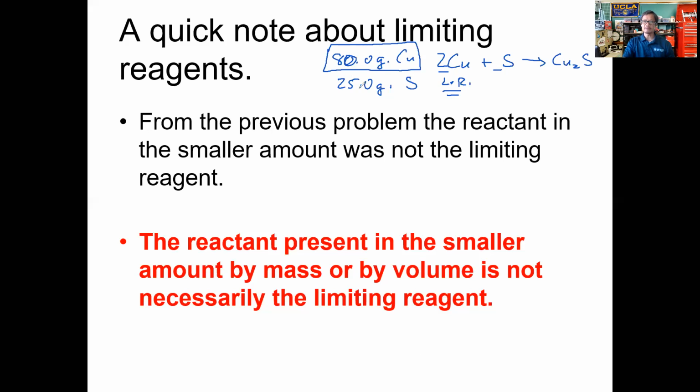And just because you have an amount that's given to you that is smaller does not mean that it is the limiting reagent. Remember yesterday, based upon the amounts here, we saw that copper was the limiting reagent and sulfur was our excess. So make sure you keep that in mind as you go forward. You have to do the calculation. You cannot just assume which one.